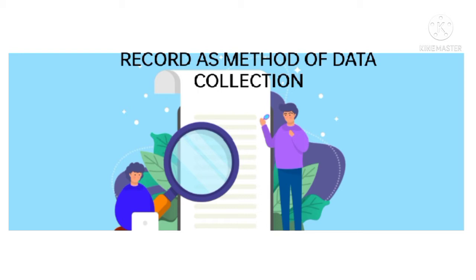Collection of primary data. The methods are: 1. Observation method, 2. Interview method, 3. Questionnaire method, 4. Schedule method, 5. Case study method, 6. Survey method, 7. Panel method. Collection of secondary data sources: publications of central, state and local governments, technical and trade journals, books, magazines, newspaper reports and publications, and reports by research scholars, universities and economists.